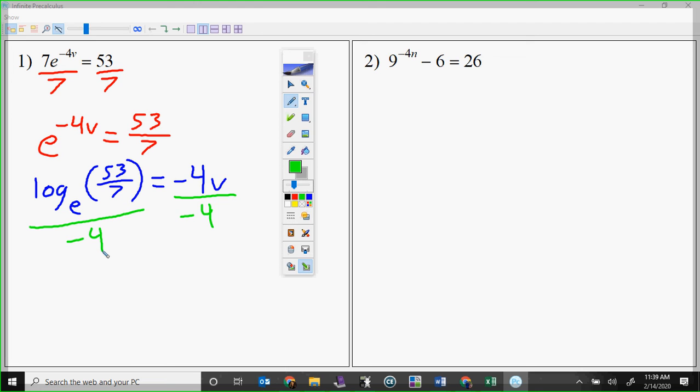So let's see here, if I plug this in as a fraction, I'm going to put log on top, base e, and actually remember that this, I should write this out, log base e is the same thing as natural log of 53 over 7 divided by negative 4, okay? So 2 different ways I could type that. So I'm going to use natural log. And 53 divided by 7. And then all of that's being divided by negative 4. And I'm going to get negative 0.5061.